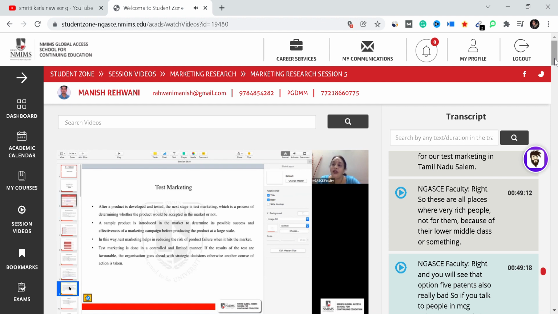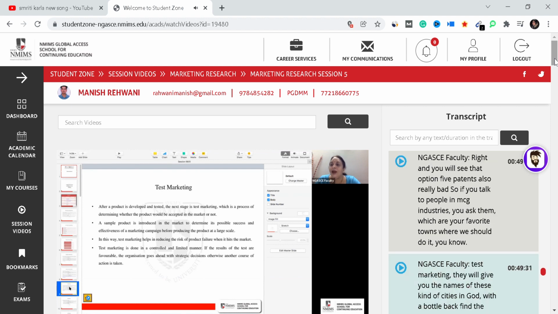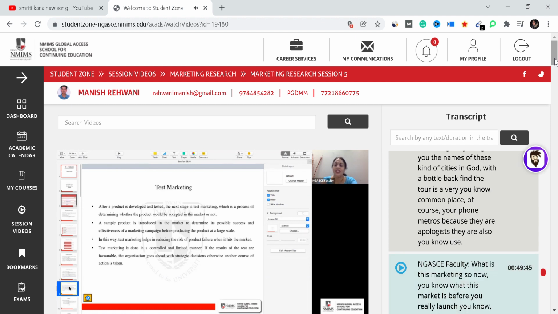If you talk to people in FMCG industries and ask them which are your favorite towns for test marketing, they will give you the names of these kinds of cities. Indore mein to bahut hota hai. Coimbatore is a very common place. Of course, your 4 metros, because they are cosmopolitan, are also used. Now, what is test marketing?